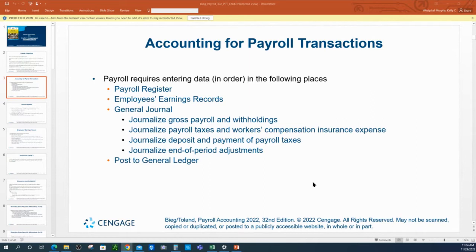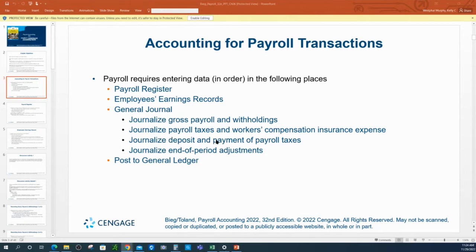And then we've got a separate category of journal entries where we don't have a cash trigger. It's the end of the period, and these are journal entries where we have to accrue certain expenses that we have incurred but have not paid yet. So we have three different times that we're making these journal entries, and those are the journal entries listed here that are entered into the general journal. The first one, we journalize the gross payroll and the withholdings, the amounts that have been withheld from employee paychecks.